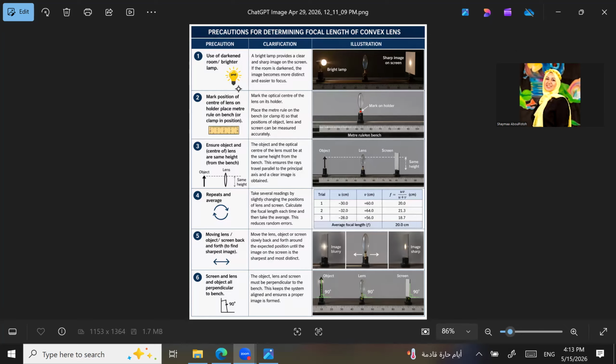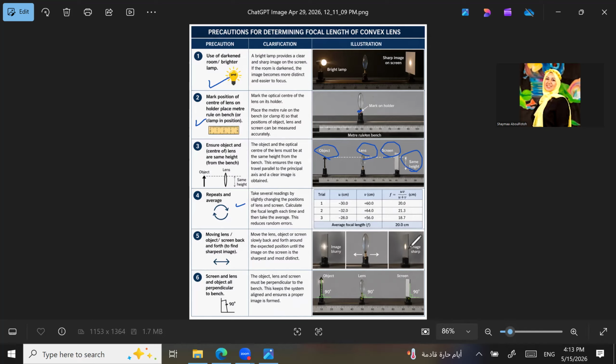Now, these are the precautions I said before to take an accurate reading. We can use a dark room and the brighter object. Mark the position of the center of the lens in the holder, as you see on the holder of the lens. We can ensure the center of the lens is at the same height. We have the screen, the lens, the object, all of them at the same height. Repeat and take an average.